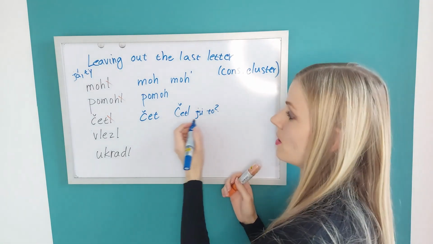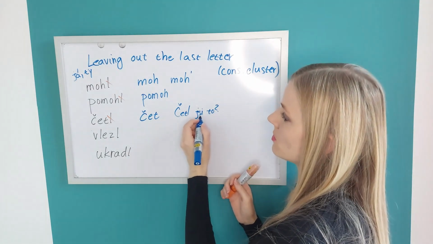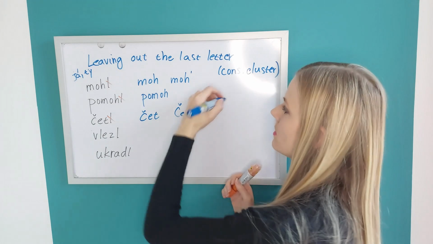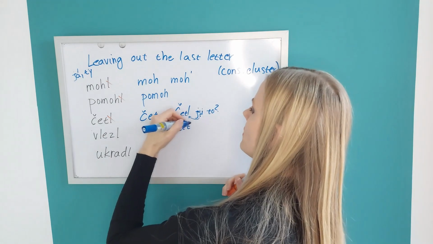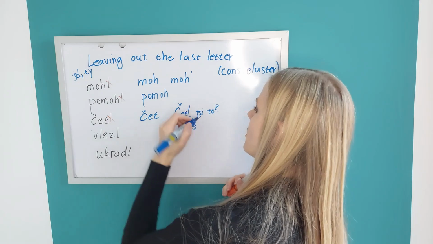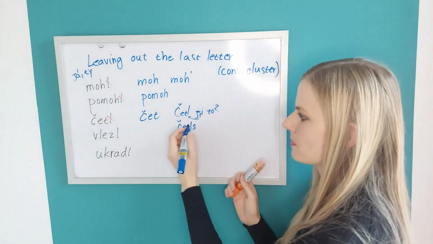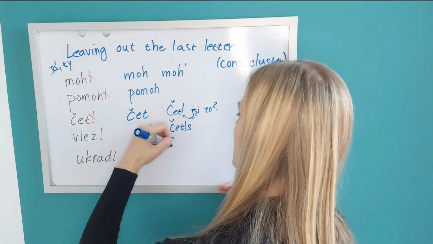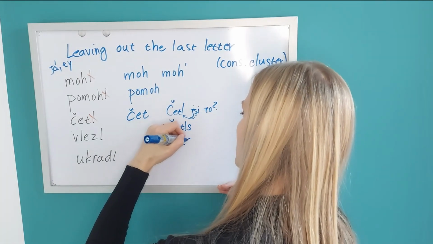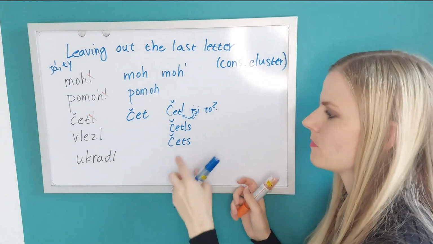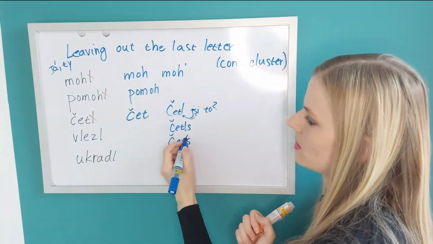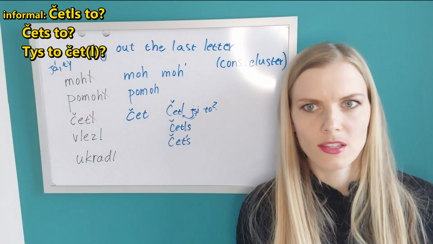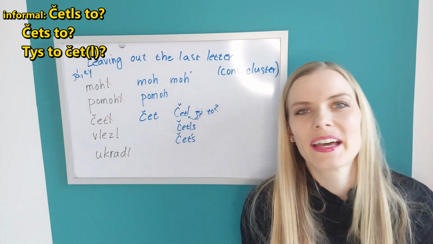The other option that you have is what we saw before. You use this S, you put it at the end. It would be četlsto. But we can also leave out the L. It would be really informal. Četsto. And then again we can mark it like this. Ty to čet? So there are so many ways to ask.